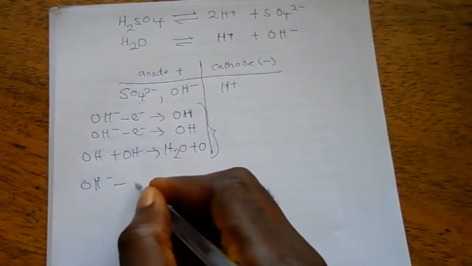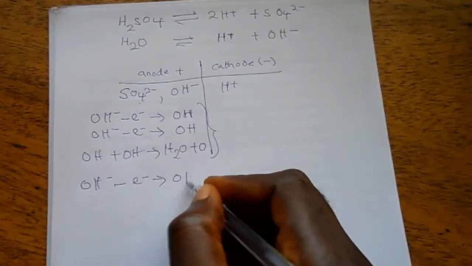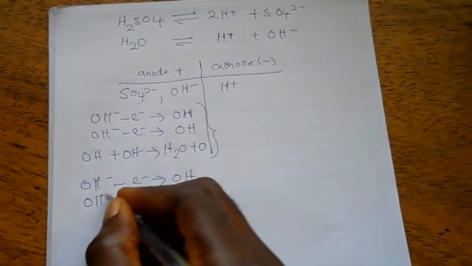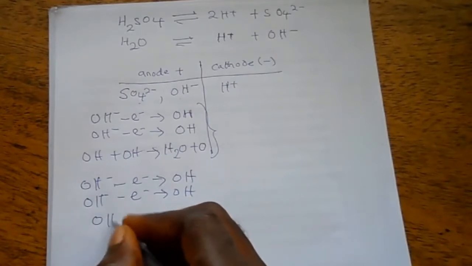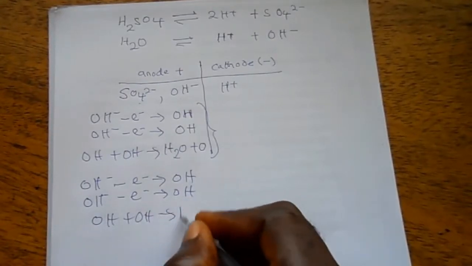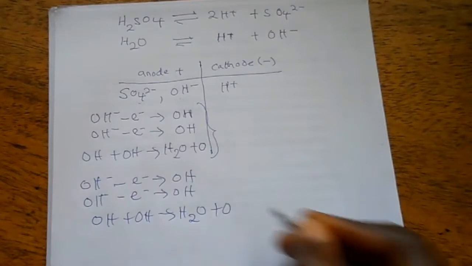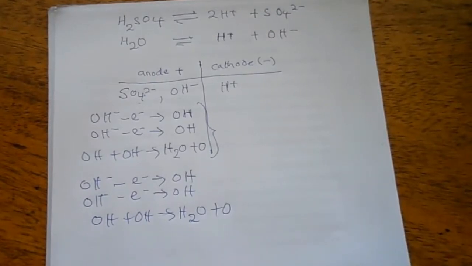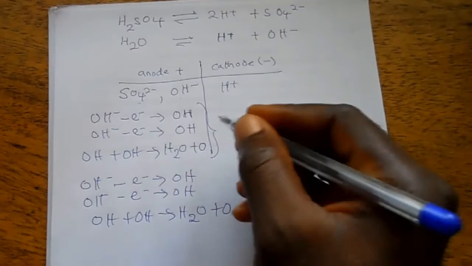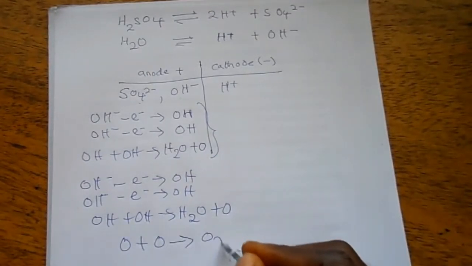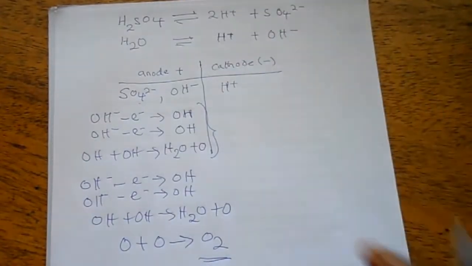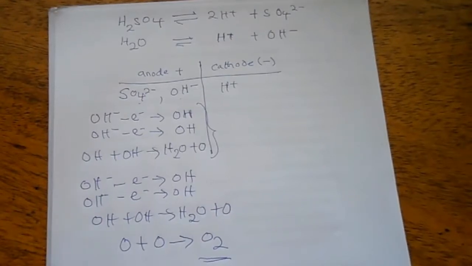OH minus will lose one electron to become OH. Another OH minus will lose one electron to become OH. Then OH plus OH becomes H2O plus O. Now we have two atoms of oxygen. So the two atoms of oxygen will now react to give us a molecule. So now we're going to sum up all these reactions together, let's do a summary of all these reactions together now.